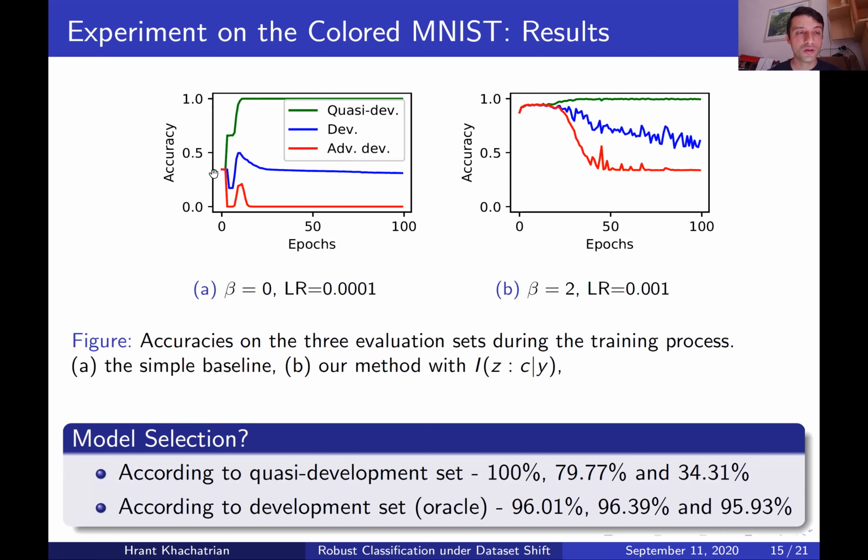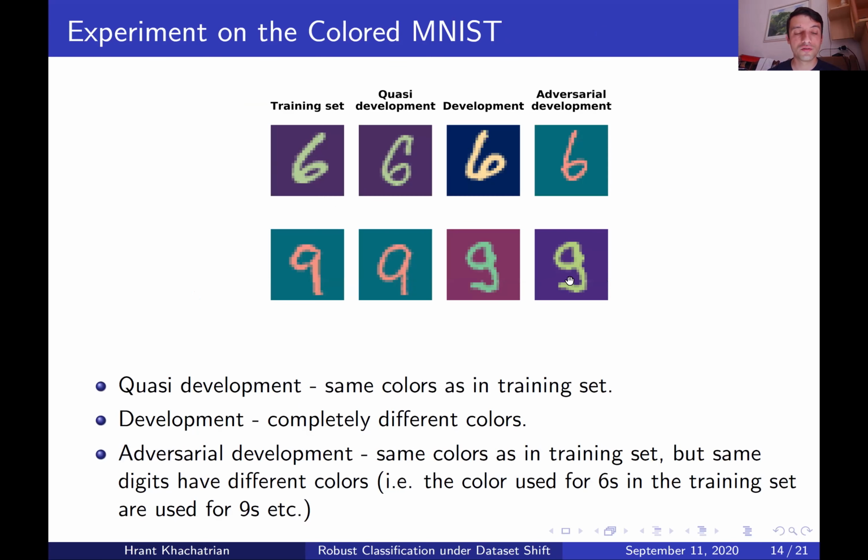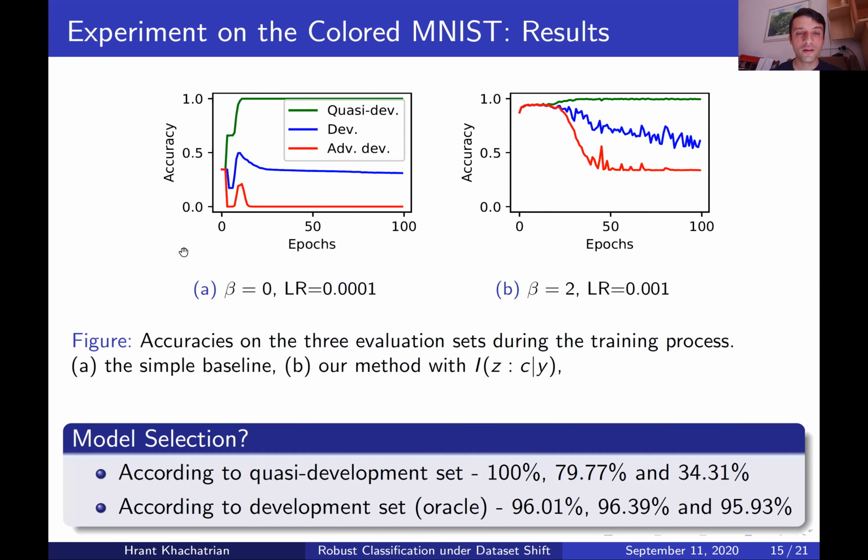To prove that, we see that the performance on the adversarial development set, which had the same colors but different digits, gets to 0 because it only looks at the color, and if you predict the digit based on the color, you would make a mistake on the adversarial. So you would take this 6 and say that it's 9 because it has the same colors as the 9 had in the training set.